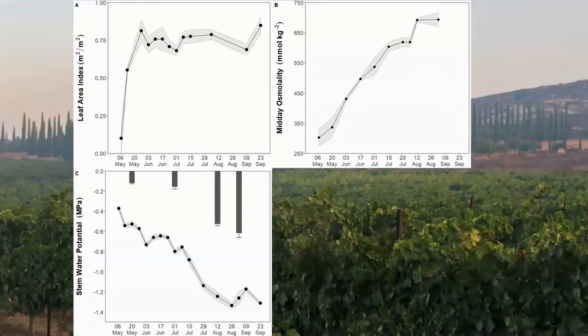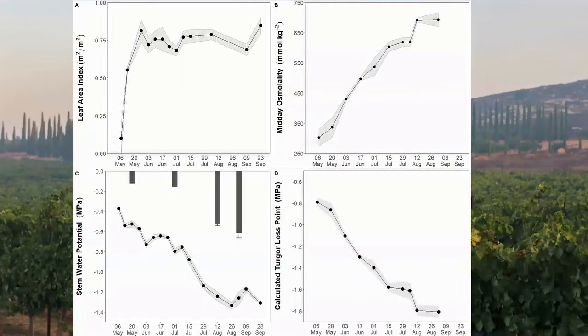And because we had osmolality and we had the stem water potential, we also had elasticity. We did some pressure-volume analysis, and we could calculate the turgor loss point. So this is the calculated turgor loss point, as you can see right here. It started from about 8 bars and ended up at minus 1.8 megapascal. So there was a shift of a whole megapascal throughout the season in terms of turgor loss point. So we were happy because we found at least the seasonal shift in turgor loss point.